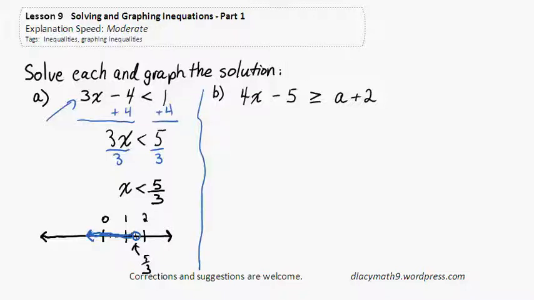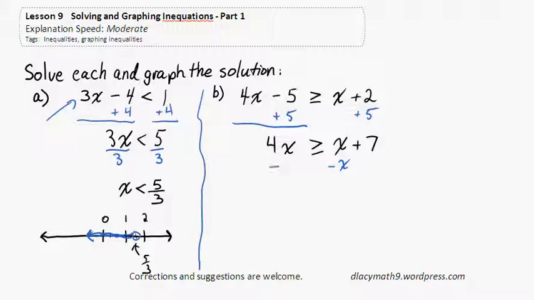Well, let's try it again. Over here, 4 times a number, take away 5. It's greater than or equal to, let's have an x there, that same number added to 2. Here we go. What I'm going to do is add 5 to both sides, giving me 4x is greater than or equal to x plus 7. I will now subtract x from both sides, giving me 3x is greater than or equal to 7.